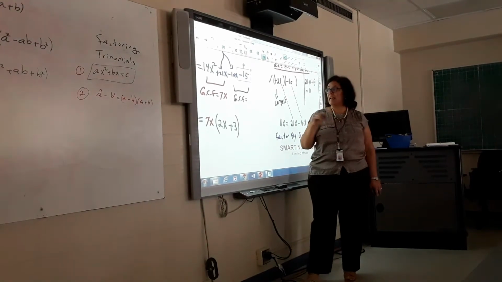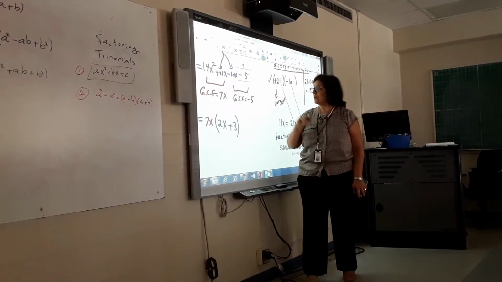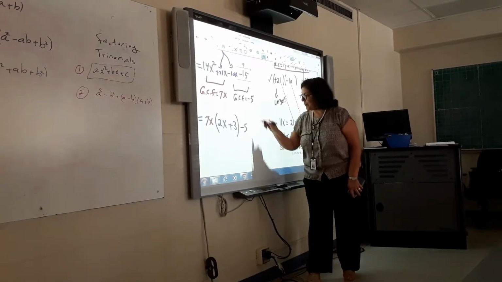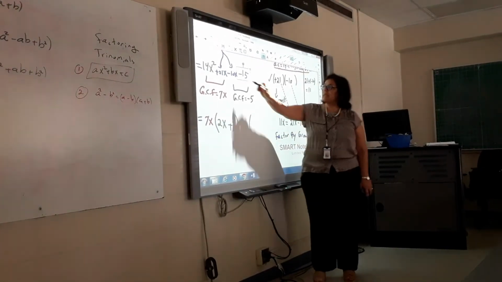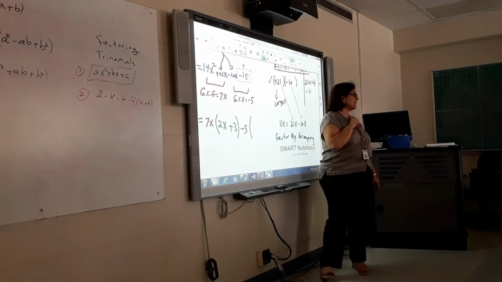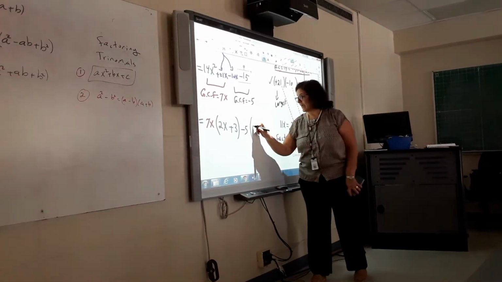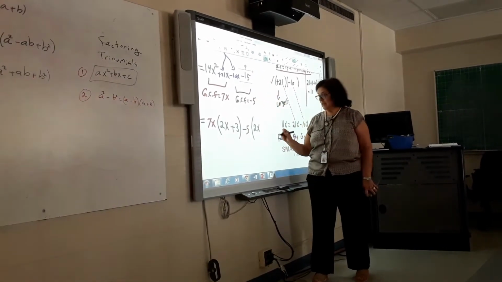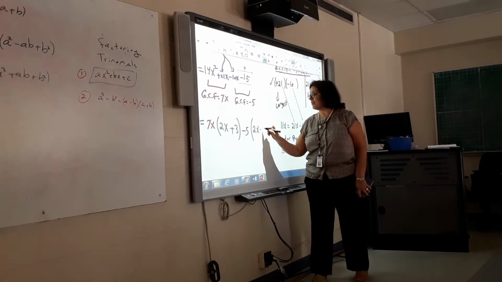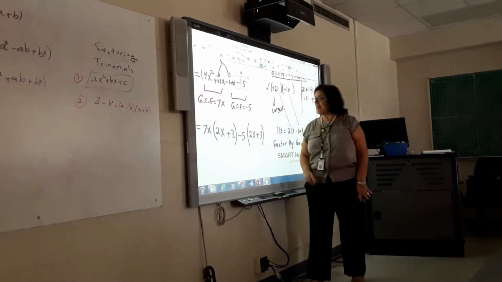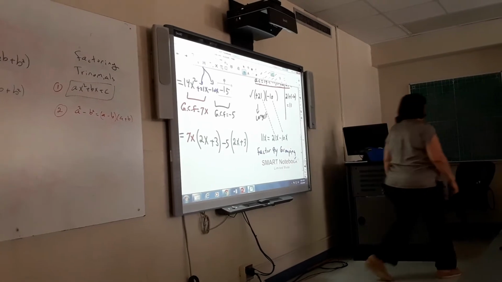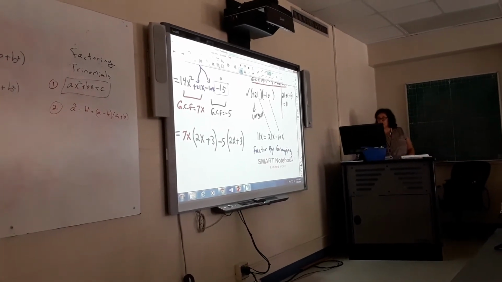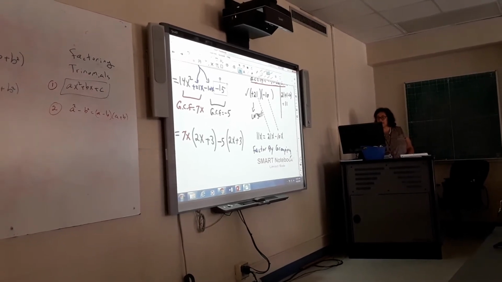Negative 5, very good. Negative 5 is going to be outside, and now I open the parentheses. What is left from the first term in the second group? 2x. What is left from the last one? 5. Plus, no, plus 3. Plus 3. Now what do we have? We have 2x plus 3 in the first term and 2x plus 3 in the second one.